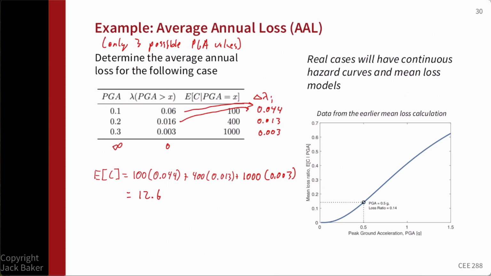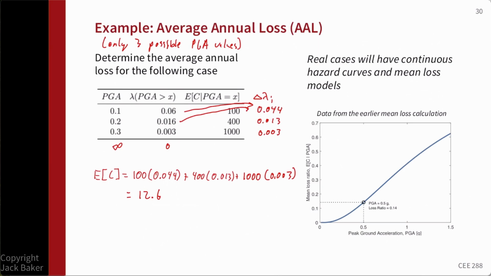Okay, so with the delta lambda i's, now we just take the expected consequence times the delta lambda i's to get our average annual loss. So for the PGA of 0.1, we got a consequence of 100 times an occurrence rate of 0.044. Similarly for the other terms, and then we get 12.6 in whatever units of consequence that is.